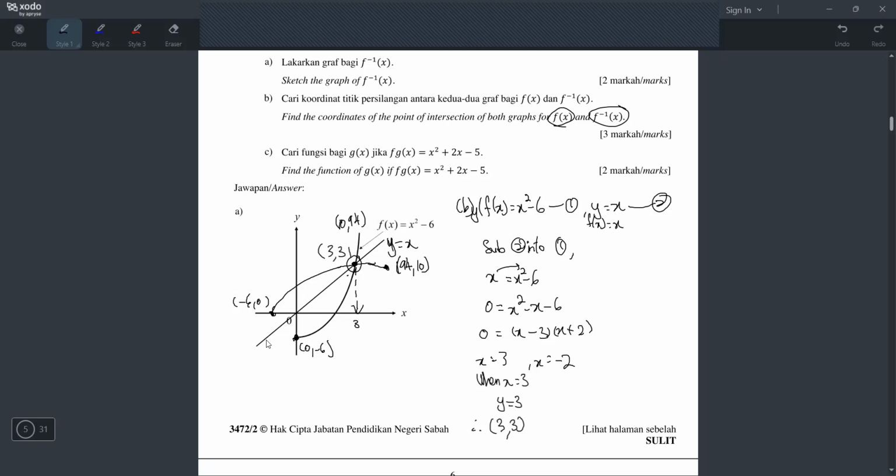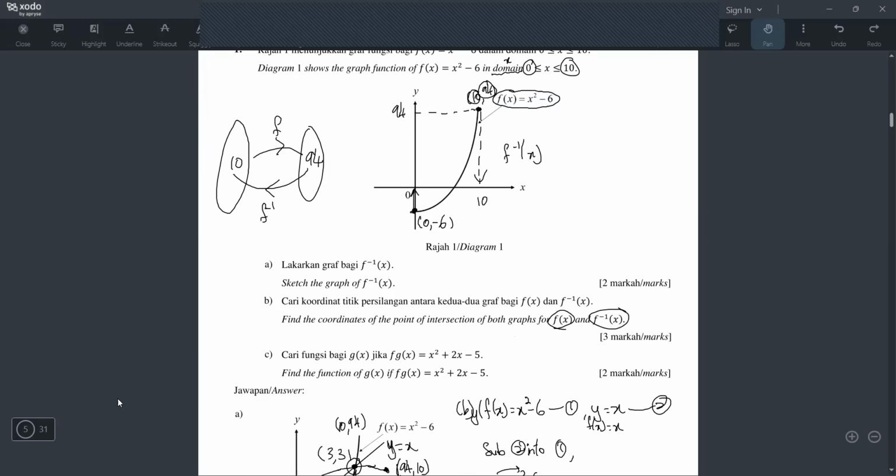Actually, the -2 is also one of the intersections, but I don't think you will want to find the other intersection. But if you want to find it, you can. Just take -2, substitute it in, and you will get (-2, -2) for the other intersection. But I think they are asking you to find this one only. So I will just stop here.